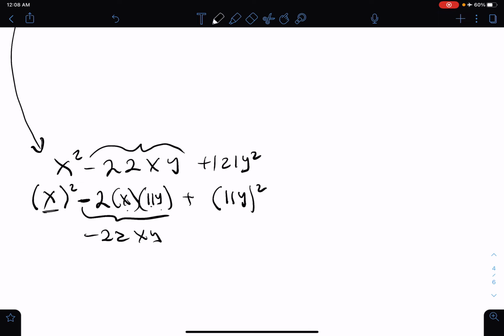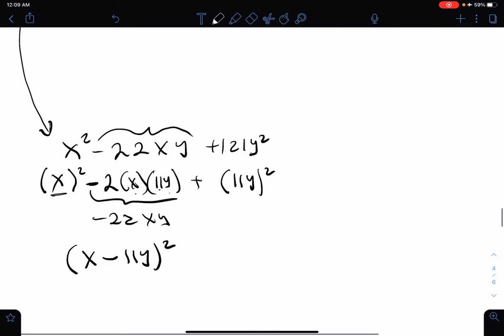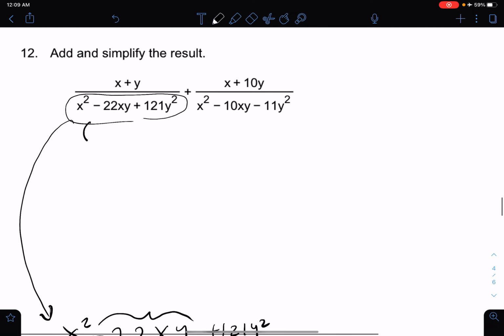So we know that this is called a perfect square trinomial, and this will just save you a lot of time. This is just going to be x minus 11y squared. Okay, so that's what that just factored down to, x minus 11y, quantity squared, right?